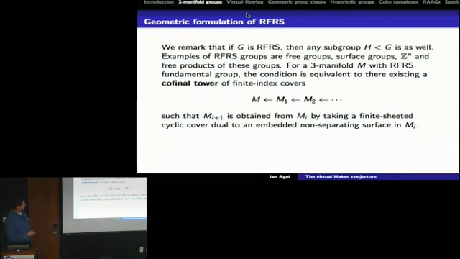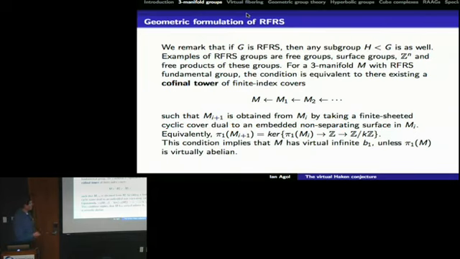And you take a cover that's dual to an embedded non-separating surface. If I have a non-separating surface in the manifold, I can take a cyclic cover dual to it by cutting along it, taking some number of pieces, and gluing them end to end to form a cyclic cover. Geometrically, that's what this corresponds to. And pi 1 of Mi plus 1 will come from a factorization of pi 1 of Mi to Z mod k for some k.